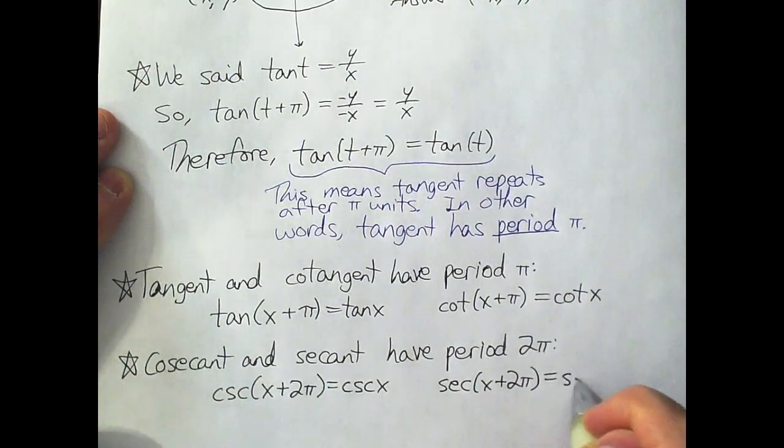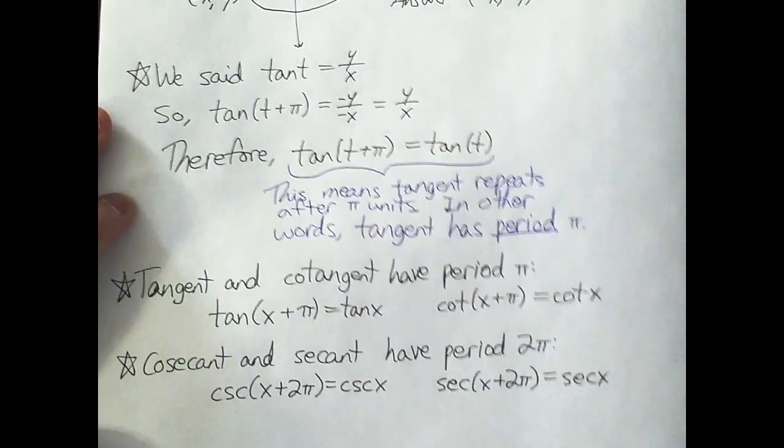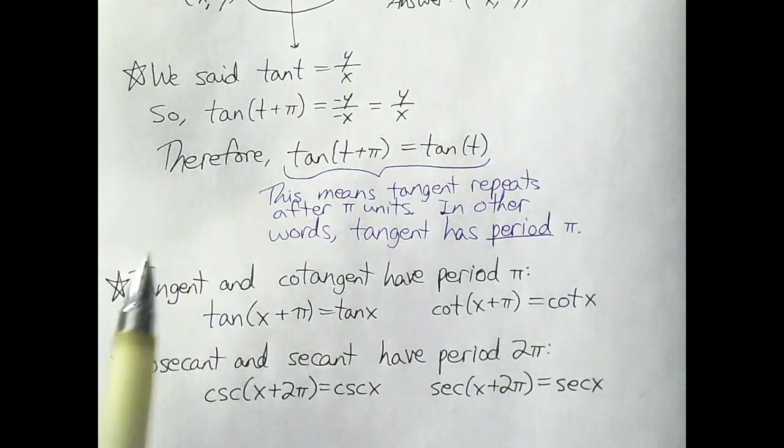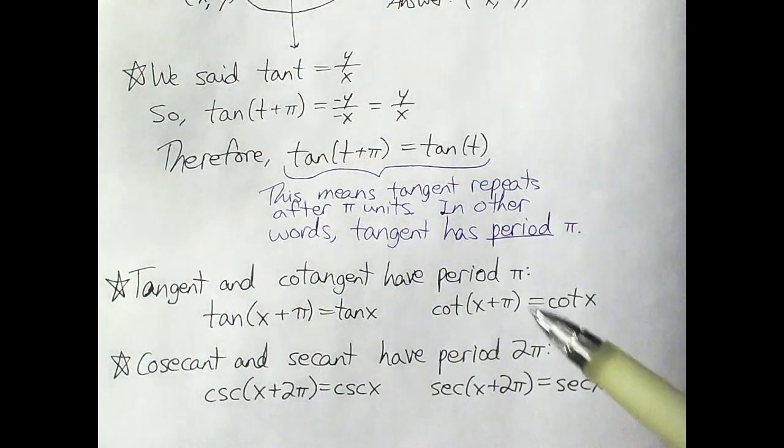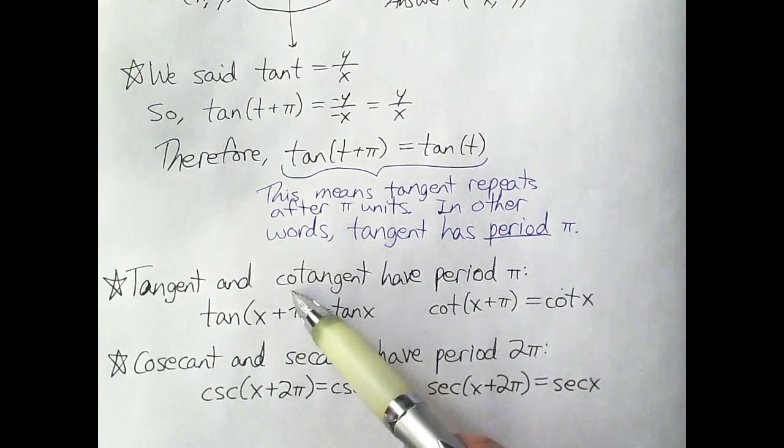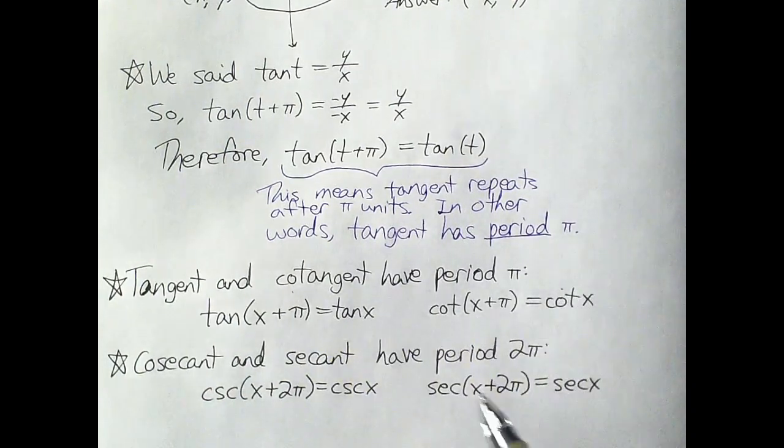So of the 6 trig functions, sine, cosine, tangent, cotangent, right? Out of these 6, 2 of them have period pi. The other 4 have period 2 pi, meaning that's how much of the curve you have to draw before it repeats.